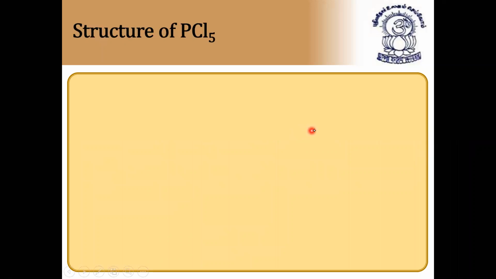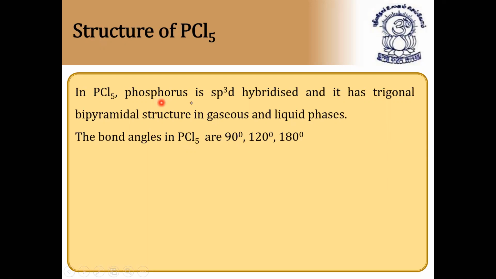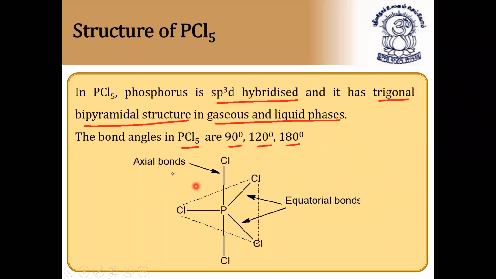Next, structure of PCl5. In PCl5, phosphorus is sp3d hybridized. It undergoes what type of hybridization? sp3d hybridized. And it has trigonal bipyramidal structure because it has no lone pairs. It has 0 lone pairs in gaseous and liquid phases. So the bond angles in PCl5 are 90 degrees, 120 degrees, and 180 degrees respectively. Very, very important. These are axial bond angles and equatorial bond angles. Equatorial bond angles are 90 degrees, axial bond angles 120 degrees and 180 degrees.